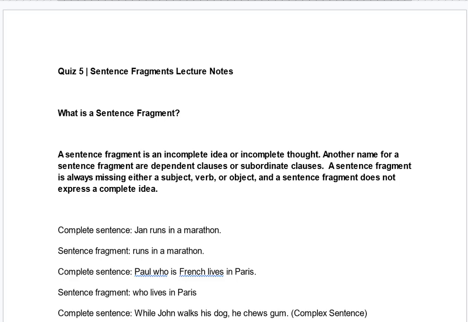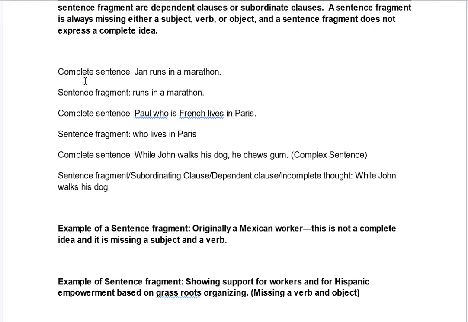So in this video, I'm going to go over sentence fragments. So what is a sentence fragment? A sentence fragment is an incomplete idea or incomplete thought. Another name for a sentence fragment is dependent clauses or subordinate clauses. A sentence fragment is always missing either a subject, verb, or object, and a sentence fragment does not express a complete idea. So a complete sentence always has a subject, a verb, and an object.